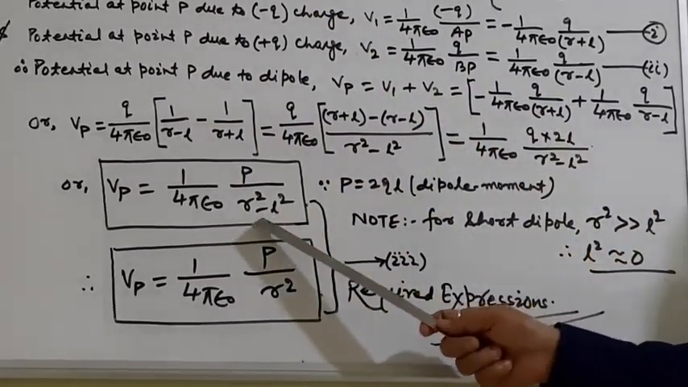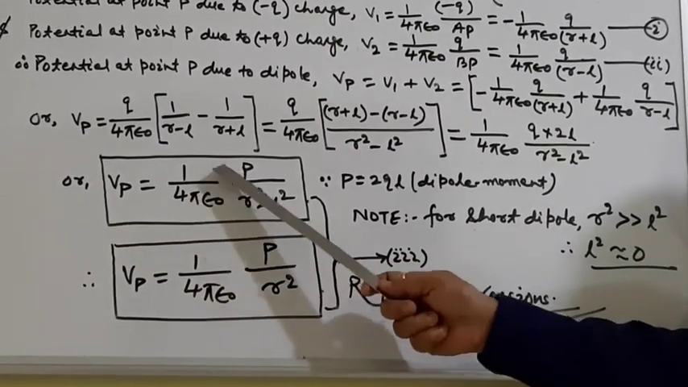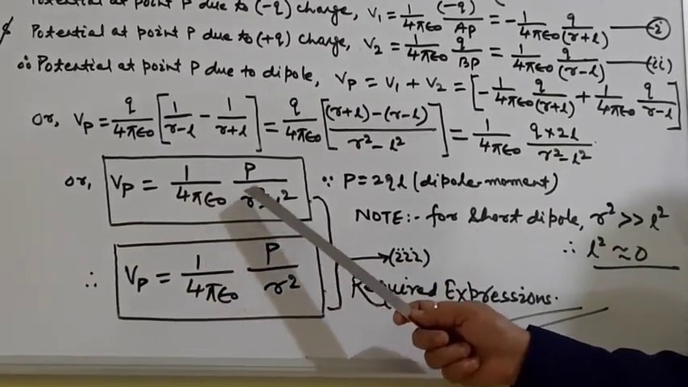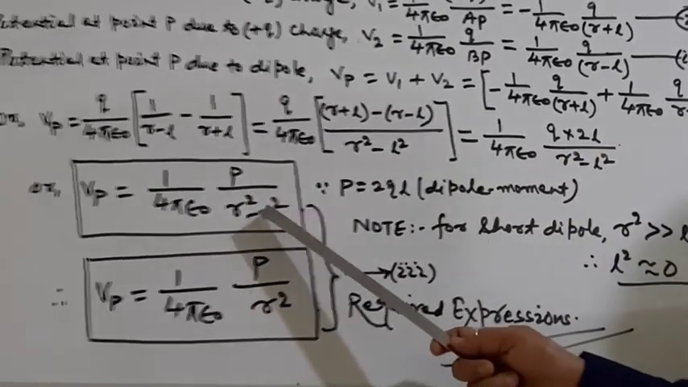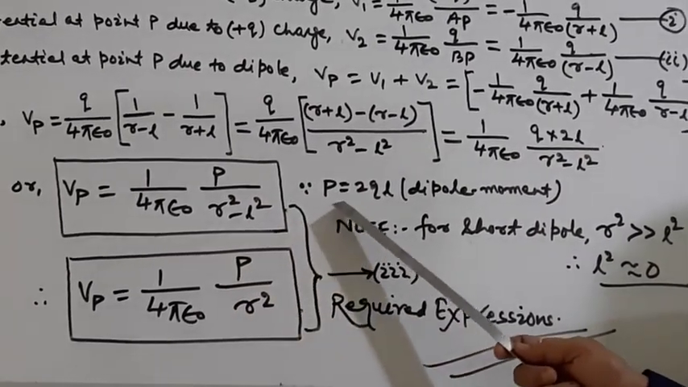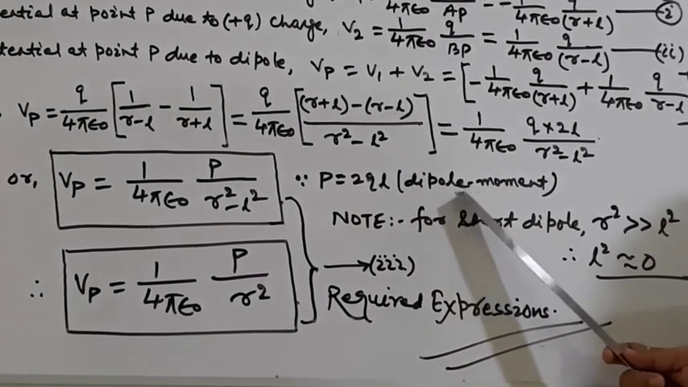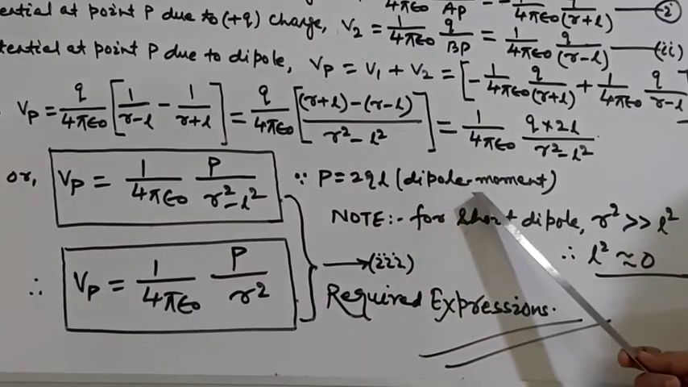So the equation will be Vp is equal to 1 by 4 pi epsilon naught, P is this one, Q into 2L, P by R square minus L square. Here I have written P is equal to 2QL, and this is called dipole moment.